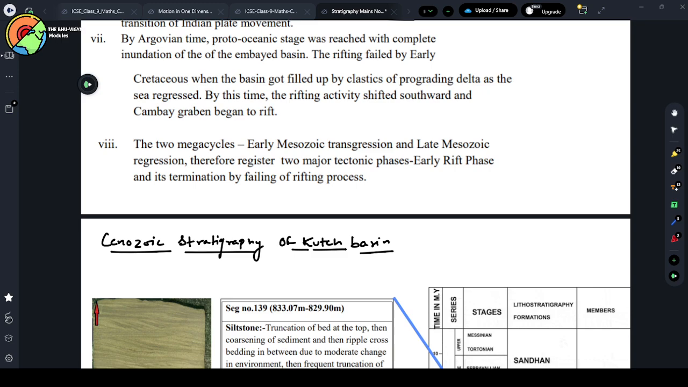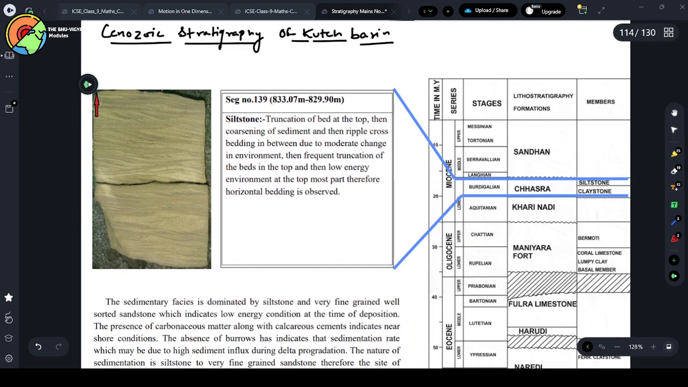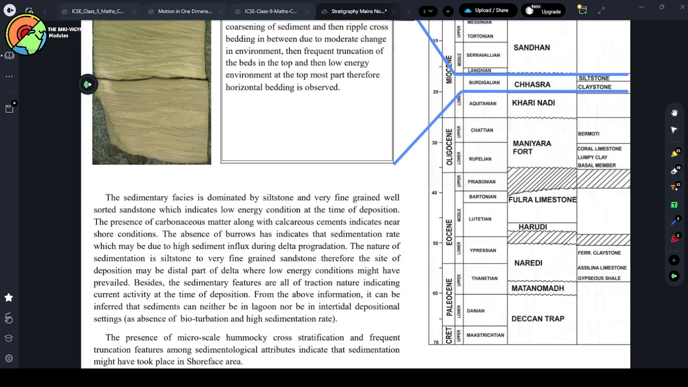Okay, and after that, if we talk about the Cenozoic stratigraphy, which follows the Mesozoic stratigraphy. Here during the Cretaceous time we see the Deccan traps. After that, in the Paleocene we have the Matanomad formation and Naredi formation. This is basically ferruginous claystone and limestone, and gypsiferous shale is present here.